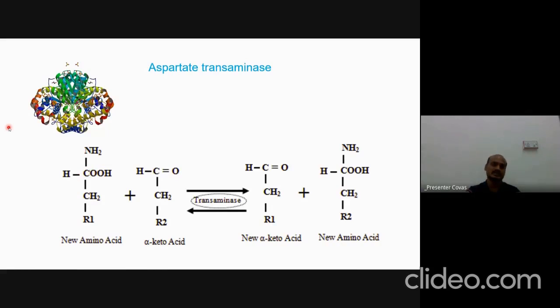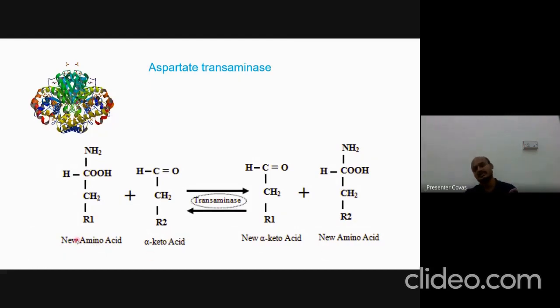Next, aspartate transaminase. So we saw in the case of liver, there is the ALT-AST enzyme. That is a transaminase enzyme basically. If you see the PDB viewer, the protein has a three-dimensional structure like this, but we don't go into that structure. Basically, the function of this enzyme is that we have one amino acid and one alpha keto acid. For example, the amino acid is alanine and the keto acid is alpha ketoglutarate.